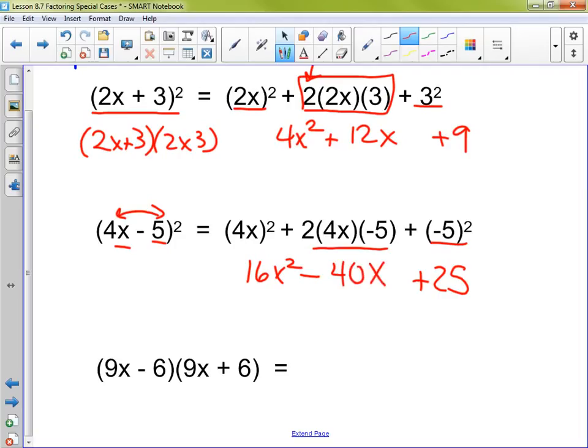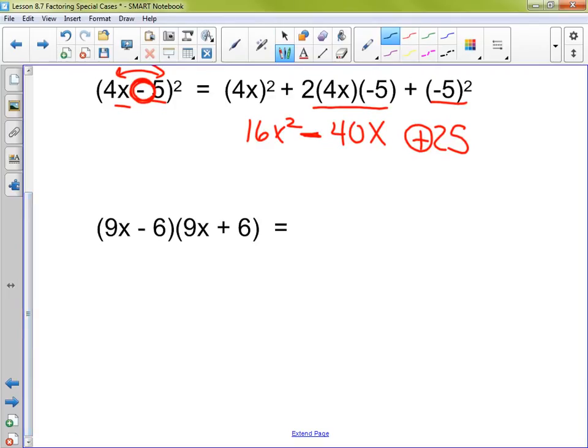What you notice about these is when this is plus, all of these are plus. And when this is minus, the last term is still positive. It's the second term that's minus. That's the special case where you have two binomials multiplied where it's a perfect square.